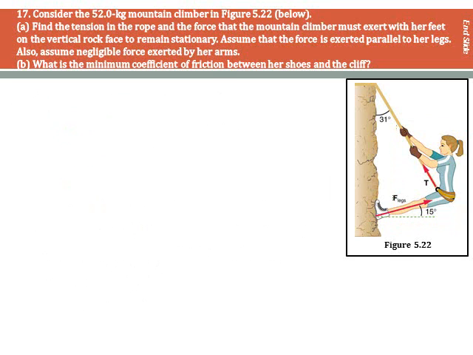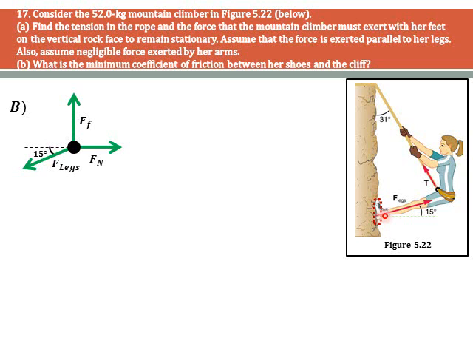Now Part B is wanting to figure out what is the minimum coefficient of friction between her shoes and the cliff. So now we need to look at just this part right here. Now this gets a little confusing because you're thinking, well, that force right there is the force of the legs. Well, we're not looking at the force of the legs, we're looking at the force on the feet, and the feet are applying a force this way. The feet are applying a force that way.